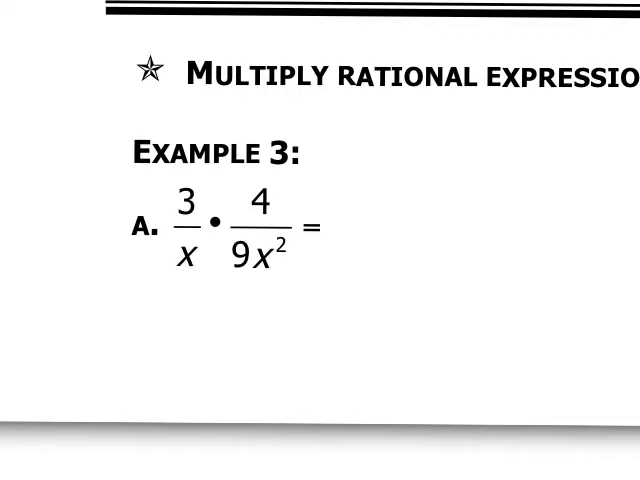3 and 9. So what can I take out of both of those? 3. So I'm going to make this a 1 and this a 3. Anything else I can cross-reduce? No, the x's are both on bottom, so I can't do that. Is that it? Yeah. Okay, so multiply on top.